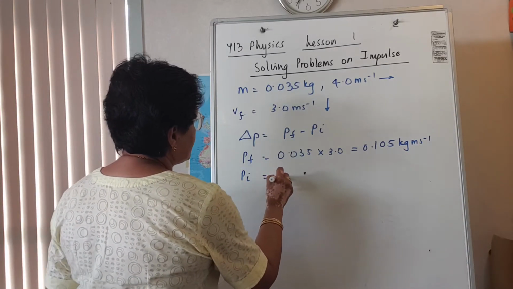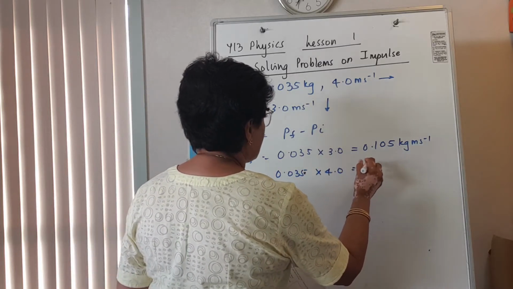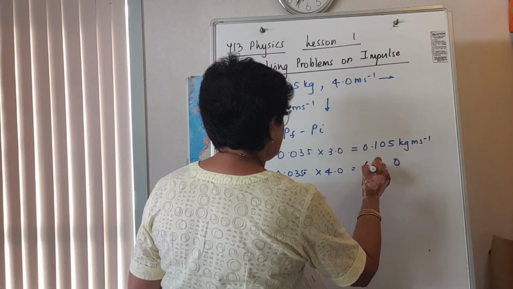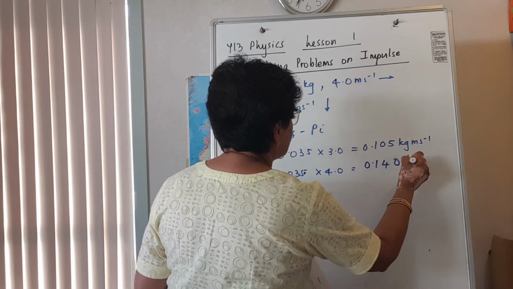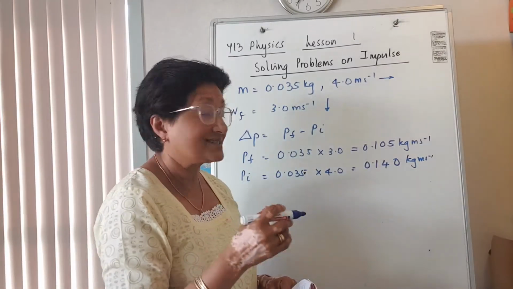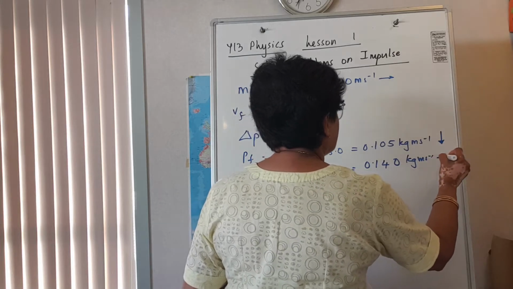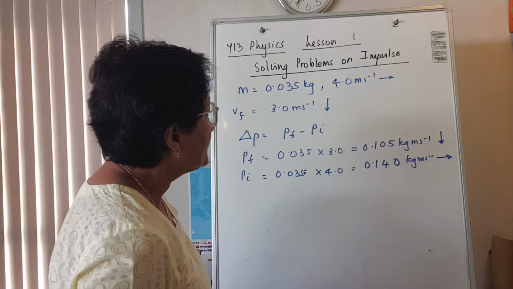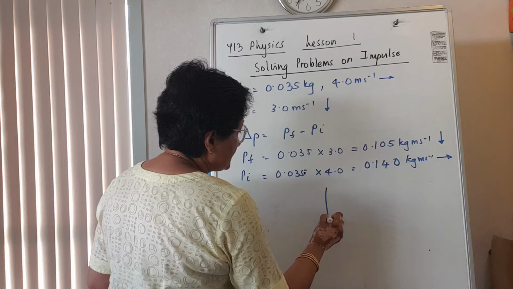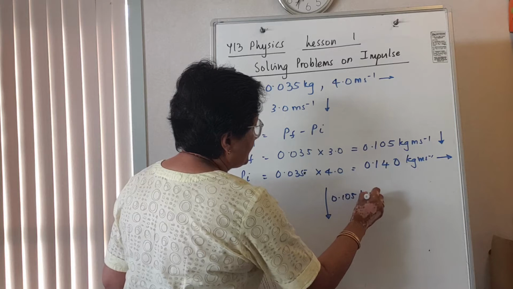And our initial momentum is 0.035 times 4.0, which is 4 5s are 20, 4 3s are 12, 13, 14, 0.140 kilogram meters per second. Now, what we shouldn't forget is the direction. So final direction is this way, the initial direction is that way. In order to get the change in momentum, it's final minus initial. So this is our final direction, which is 0.105 kilogram meters per second.